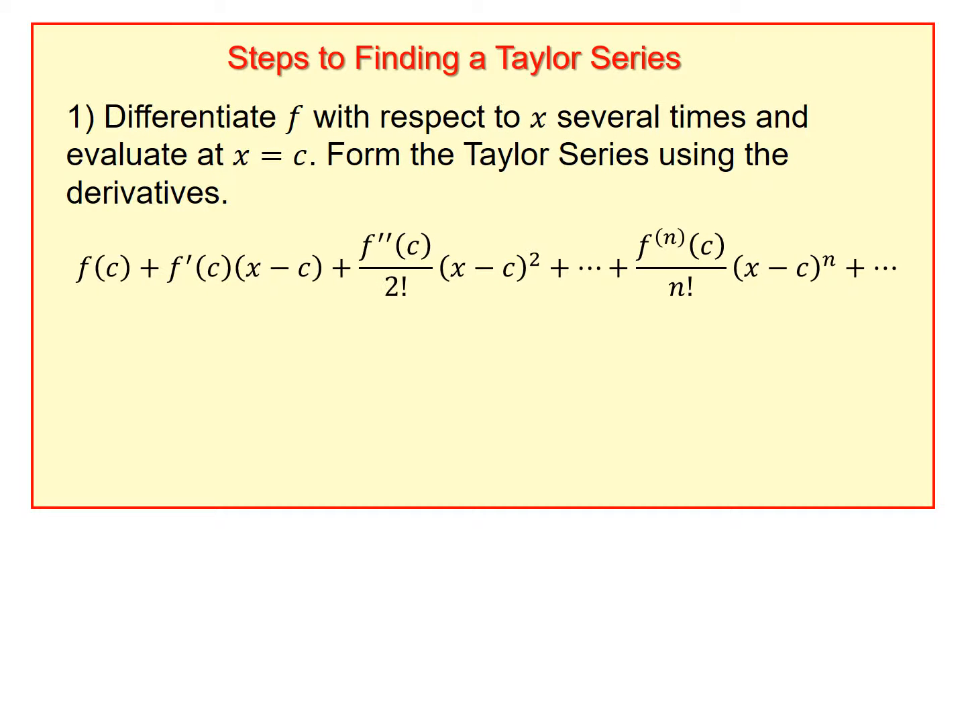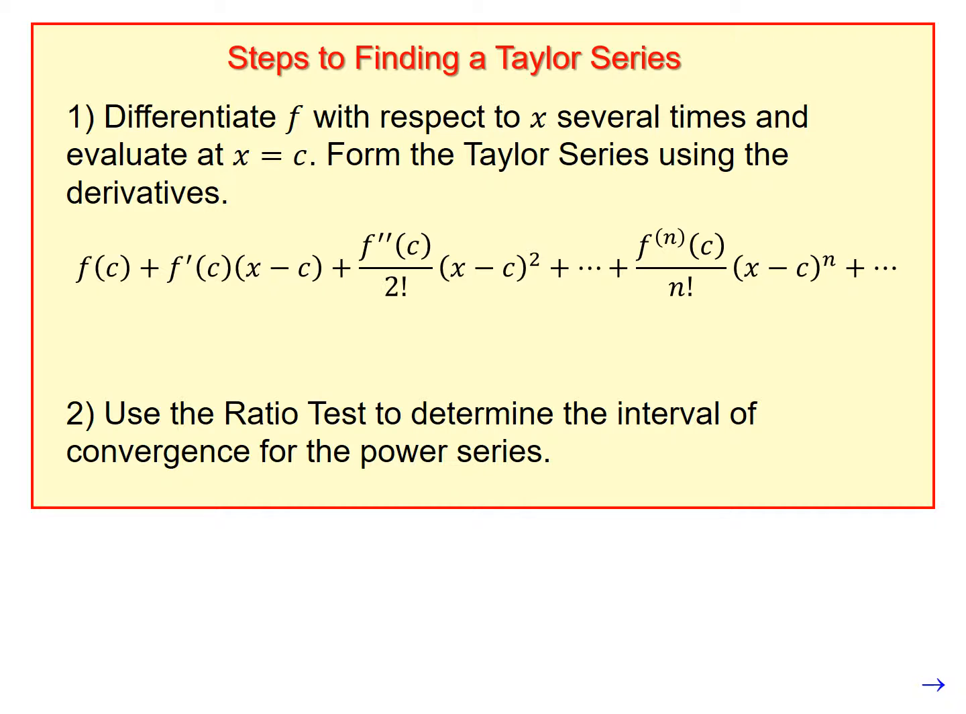All right, so if we want to find a Taylor series, differentiate with respect to x several times to find the pattern, and then plug that into the formula for the Taylor or the Maclaurin series. And then use the ratio test to make sure you determine the interval of convergence, because if we have a power series for a function, we need to know for which values of x we're allowed to use it. We need to know where that equality holds.